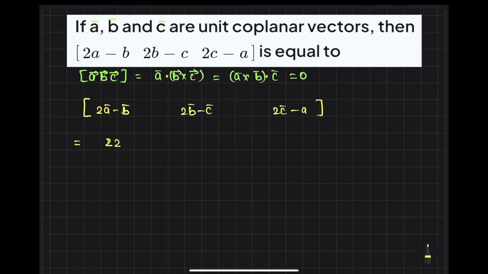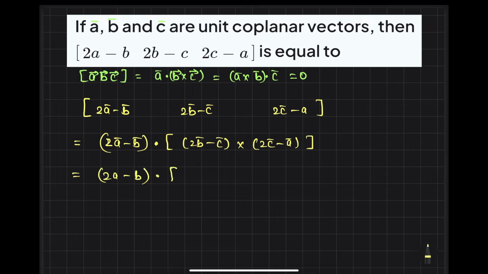So 2a minus b dot 2b minus c cross 2c minus a. Okay, now first we'll go with the square. So it is 2a minus b dot, now 2b into 2c will become 4b cross c, because in between them the sign is cross. Now 2b into minus of a, so minus of 2 times b cross a.